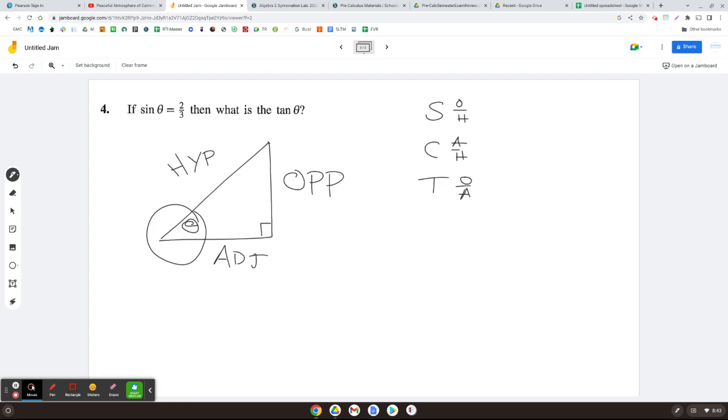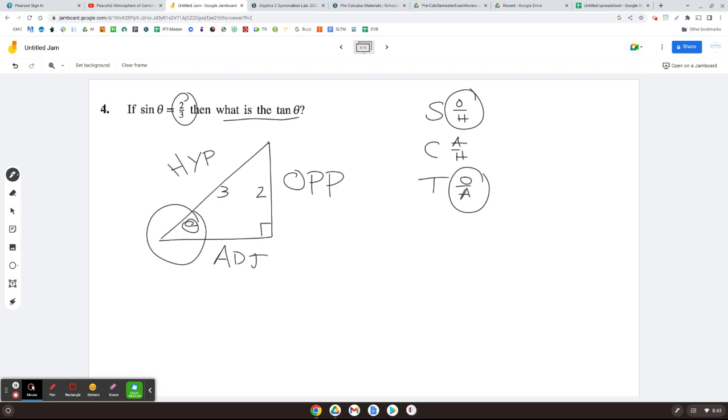That's right. So notice we need to match this up with this. So what is the opposite side? What number goes with the opposite? 2. That's right. And what's the hypotenuse? All right. Now, what does it want here? What is it asking you for, Adrian? Okay. And what's tangent? Tangent is opposite over adjacent. So then we need to find the adjacent, right?